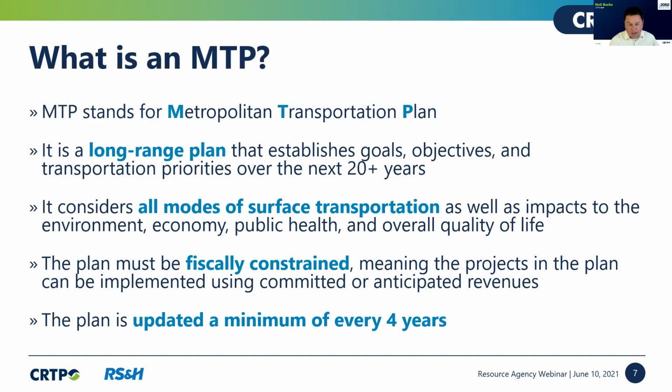A little more detail about what a Metropolitan Transportation Plan is. It's a long-range plan that establishes goals, objectives, and transportation priorities throughout the next 20+ years. It considers all modes of surface transportation as well as impacts to the environment, the economy, public health, and overall quality of life. The plan must be fiscally constrained, meaning the projects within the plan can be implemented using committed or anticipated revenues throughout the life of the plan. And FHWA requires that we update this plan a minimum of every 4 years. So in some ways, there are elements of this plan that are a snapshot in time, but the nice thing is we do revisit our assumptions and our data every 4 years. Next slide.